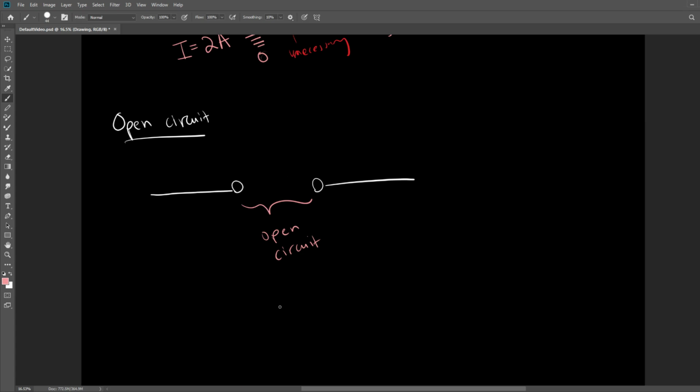You can think of it in terms of a river, like earlier. If we had a river, and it just kind of stopped, but it continued right over here. I don't know how, it's probably some magical river. There's no current flowing through here. There's no flow of water.